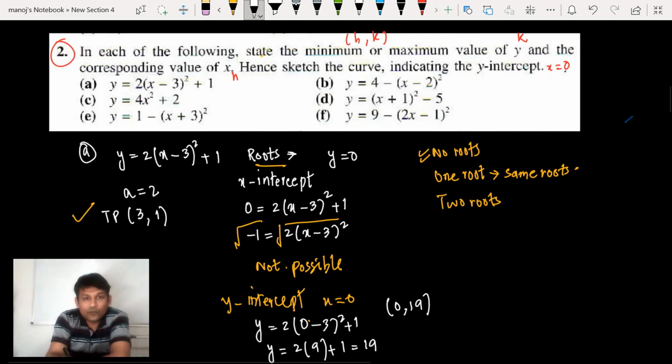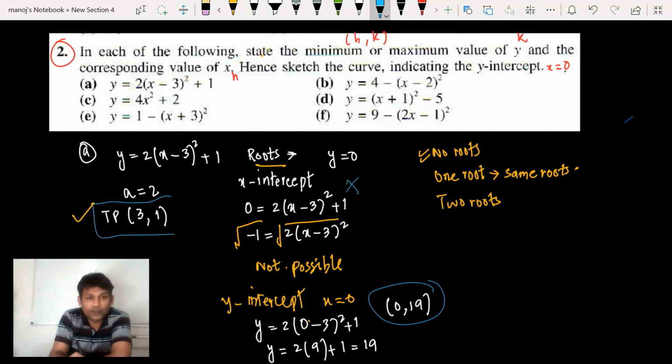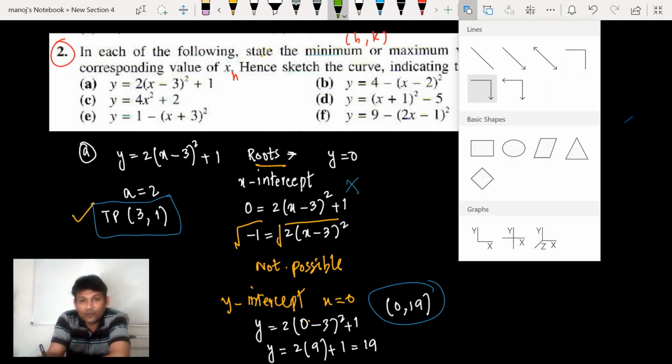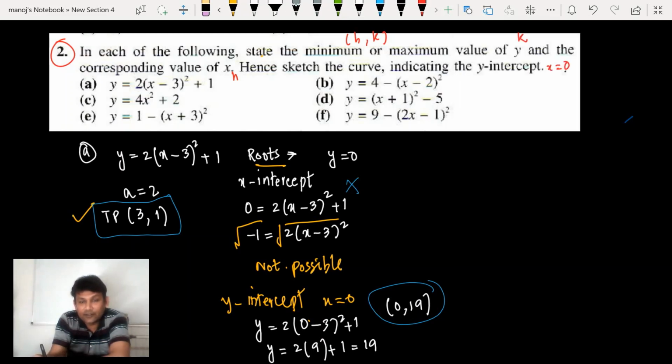So altogether we have: no roots, the y-intercept is 0, 19, and the turning point is 3, 1, and the domain is also not given. Okay, in this situation, to draw the sketch we don't need graph paper. We do the sketch now. Sketch means I want to draw the x-axis and y-axis here.